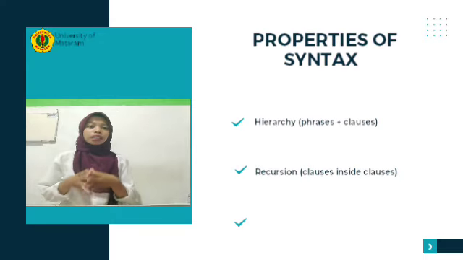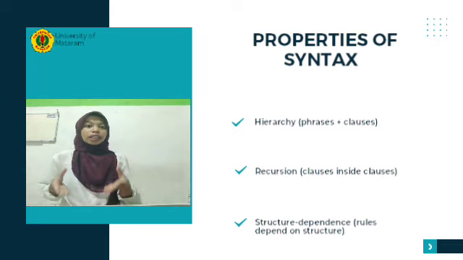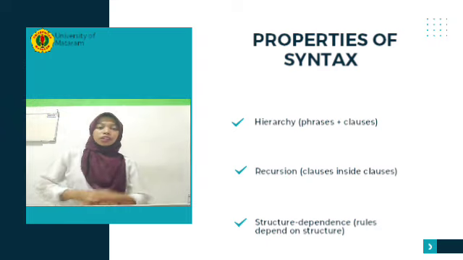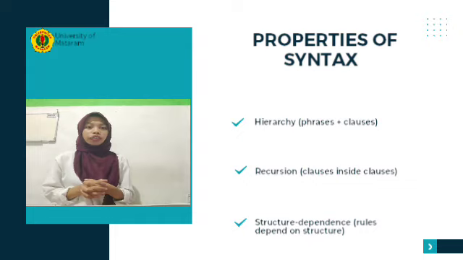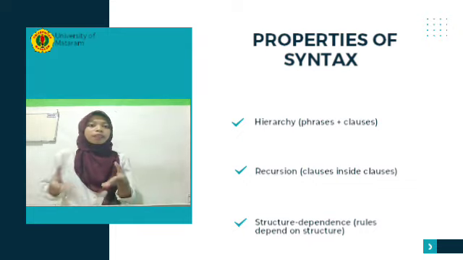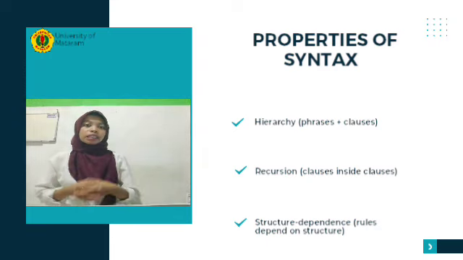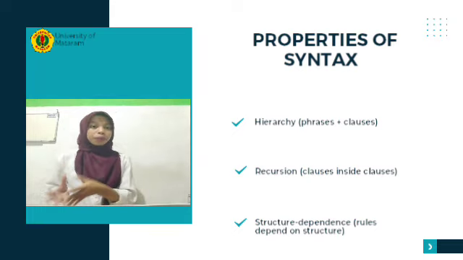Okay, next is properties of syntax. There are three important properties of syntax that I discussed today. You can see this slide. The first one is hierarchy, the second one is recursion, and the last one is structure dependence. First, hierarchy means that sentences have different levels. Words form phrases, and phrases form clauses and sentences. For example, in "the little boy kicked the ball," "the little boy" is a noun phrase and "kicked the ball" is a verb phrase.